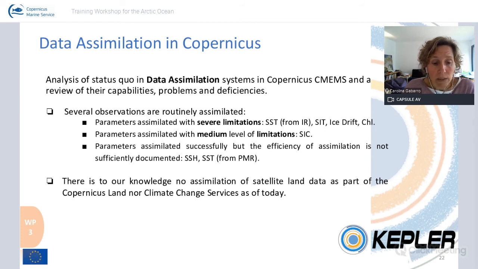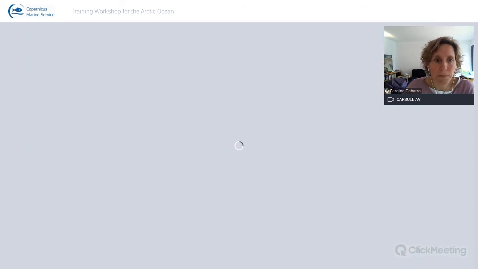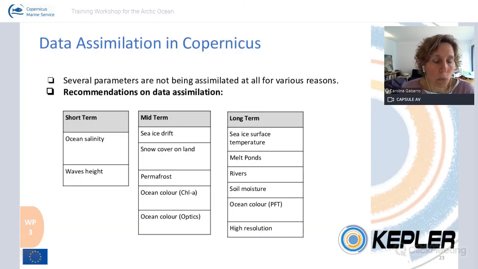We realized that there is no assimilation of satellite data in any of the models from the Land and Climate Change Service at the moment. And we also thought about possible parameters which could be assimilated in the models serving Copernicus. And we made three classifications of which parameters could be more or less easy to assimilate, let's say in the short term, which in the midterm, and which in the long term.